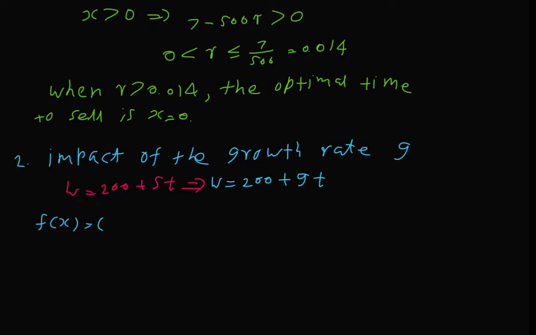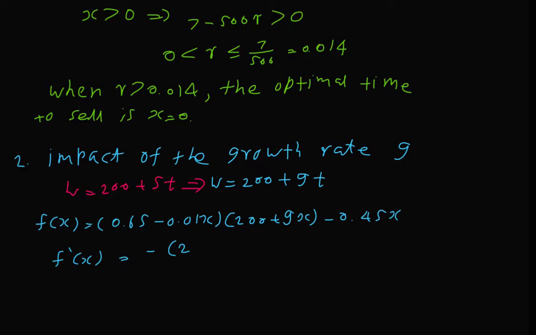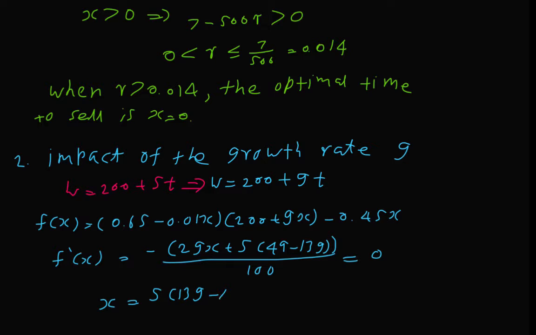Now we can do the same thing. Write the equation f(x) equals (0.65 minus 0.01x) times (200 plus gx) minus 0.45x. Again, take the derivative with respect to x. Then you will get (2gx plus 5 times (49 minus 13g)) divided by 100 equals 0. Then solve for x. You will get x equals 5 times (13g minus 49) divided by 2g.